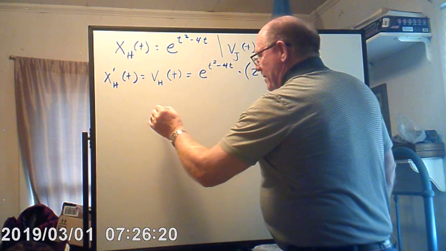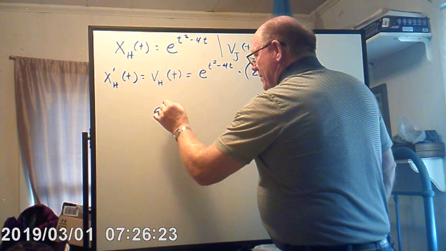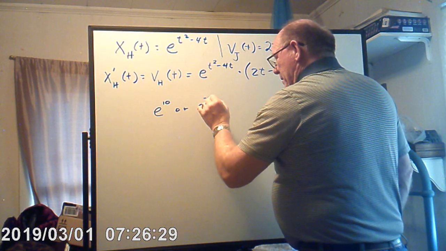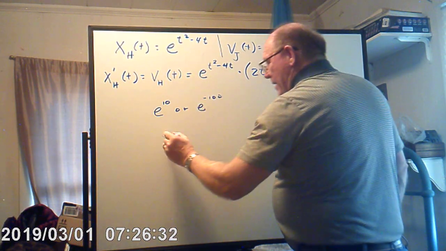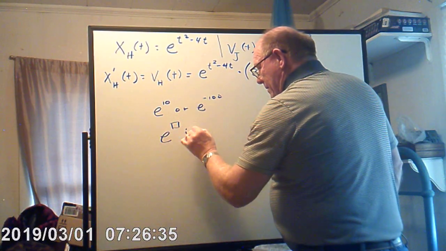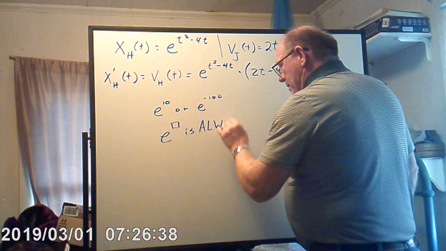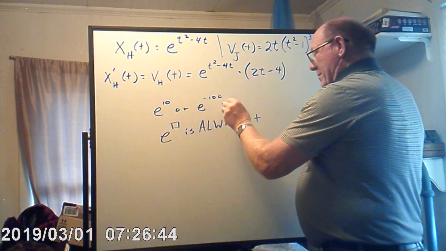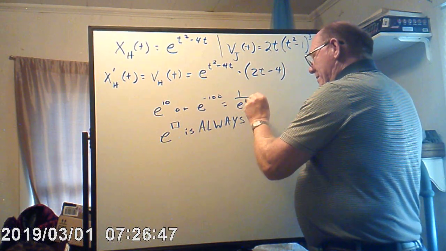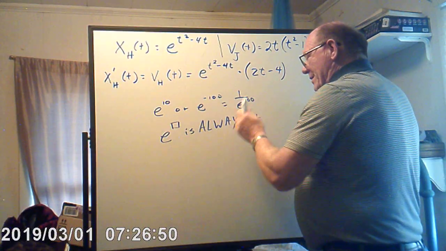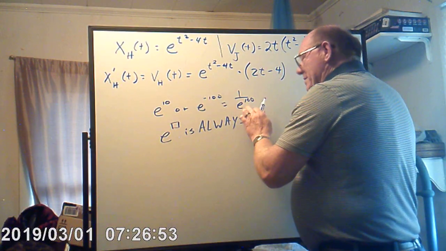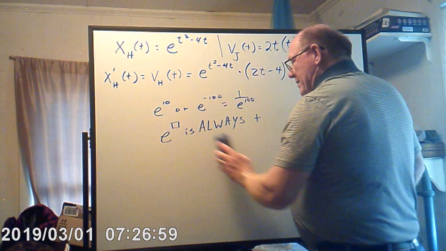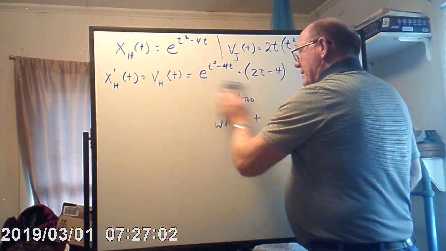E to any power, it does not matter whether it's positive or even negative, is always positive. This is equal to 1 over e to the 100, but e to the 100, that's going to be close to 0, but still, that is not going to be 0. It's still a number. It's always positive. So e is always positive. So just don't let this box you in.